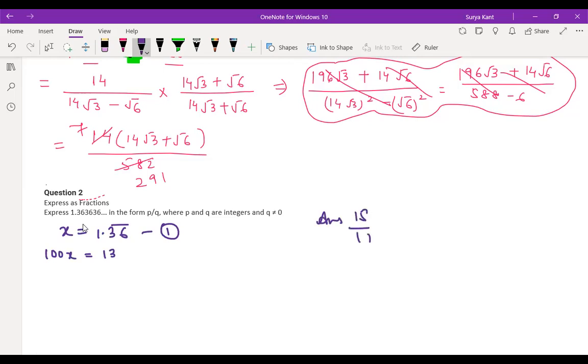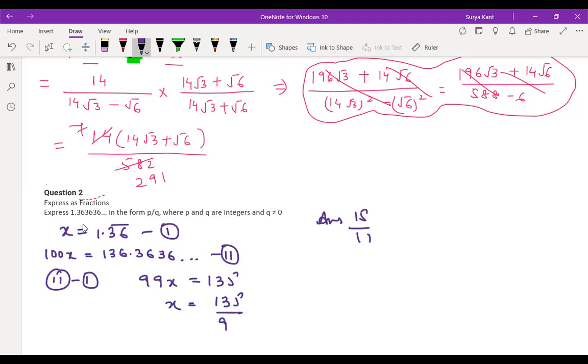So 100x is equal to 136.3636 bar, this is the second equation. The second minus first, we get 99x is equal to 135. So x is equal to 135 divided by 99. This will cancel by which table? 9. 11 nines are 99, 9 ones are 9, and 9 fives are 45. So 15 by 11.